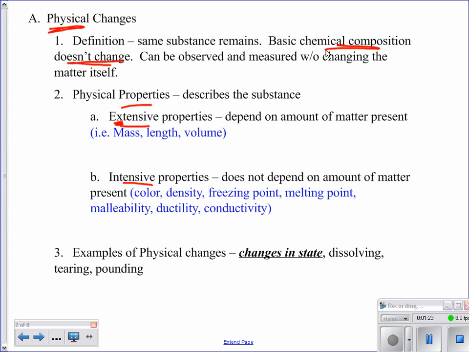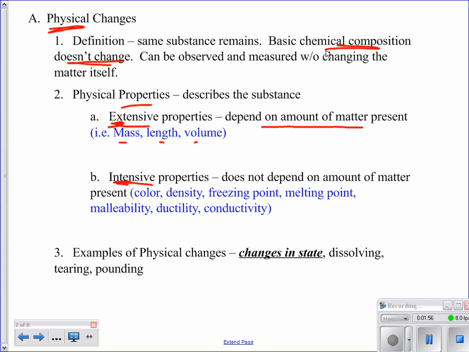So extensive properties depend upon the amount of matter that is present. You have examples listed there for you: mass, length, volume, things like that. Not very descriptive, not true identifiers of what that substance is. So you should be able to differentiate between extensive and intensive. Intensive physical properties do not depend upon the amount of matter. And they are a little bit more identifying.